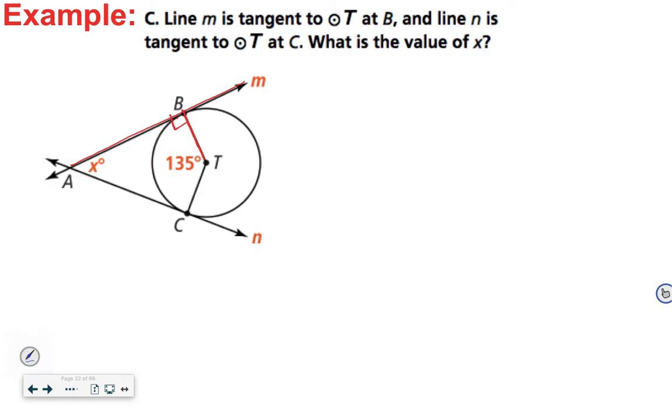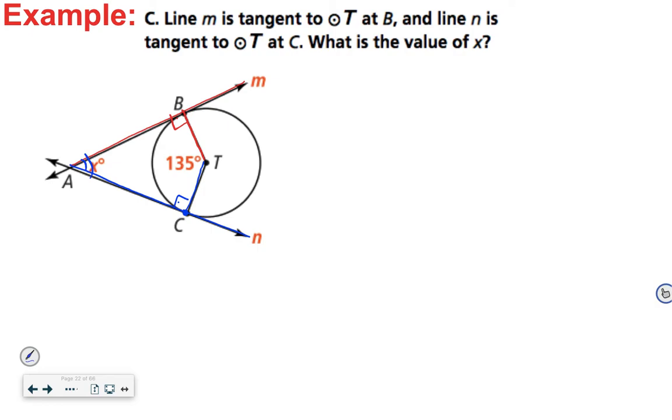And the line N is tangent to circle T at point C. So this is also a tangent line. So if any segment coming from the center, it is going to be perpendicular. What is the value of x? So we are looking for the measure of x.